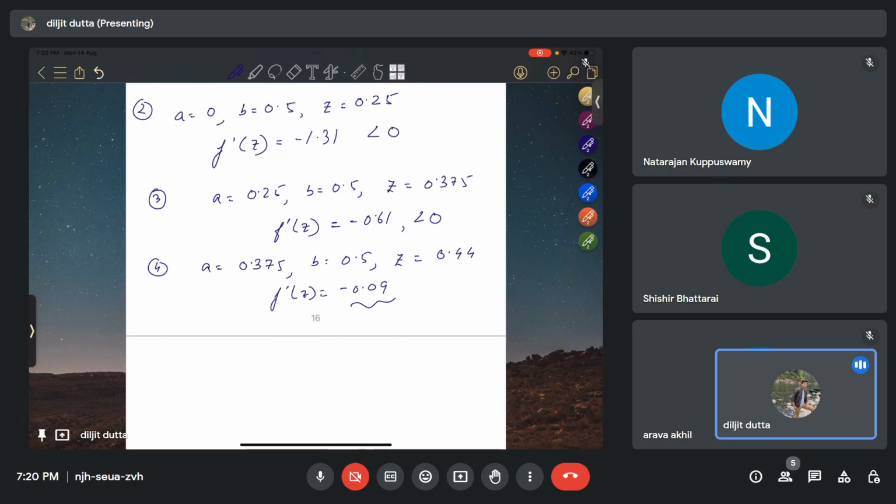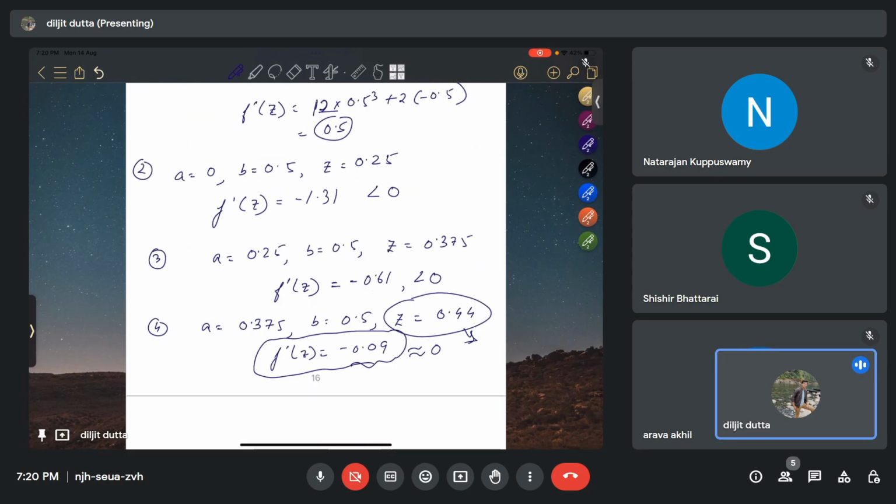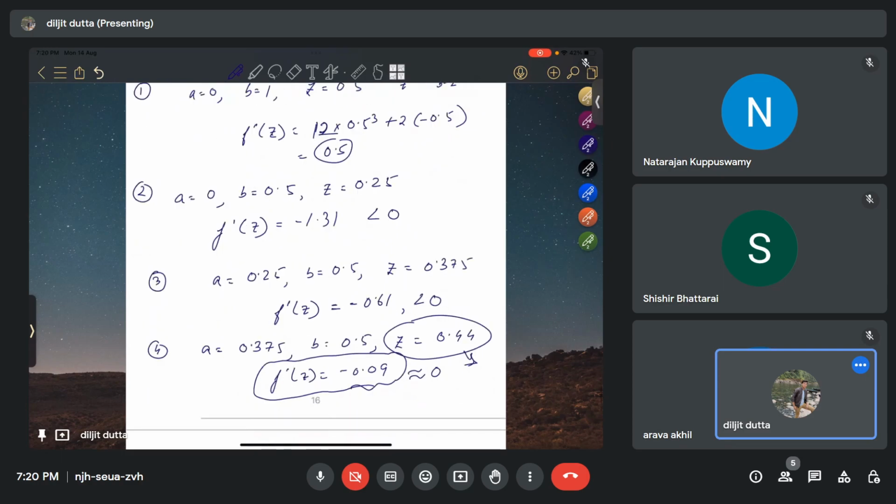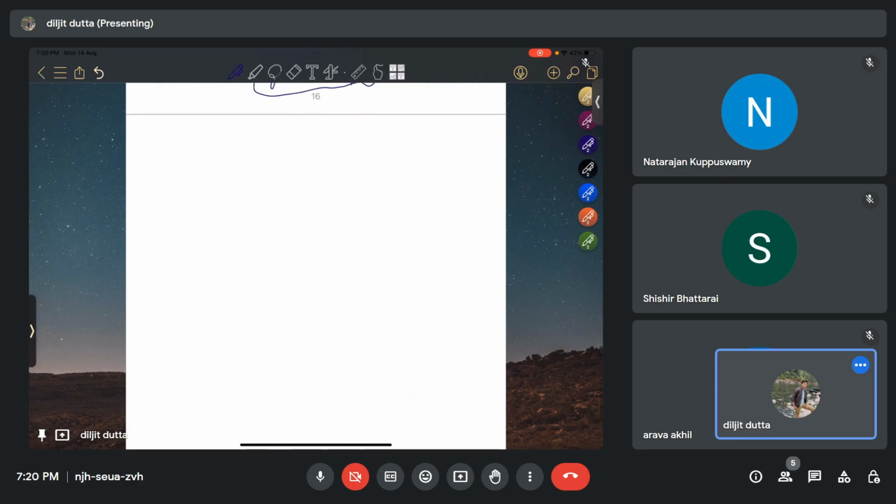So we can do more iterations so that we can get slightly nearer to 0, but we can conclude that since f dash z is slightly near to 0, the optimum value will be somewhere near 0.44. It might be 0.443 or 0.445, something like that. So this is how we go to the optimum. Now this was the first method, where we obtain z by taking the midpoint. Now we'll do the second method.